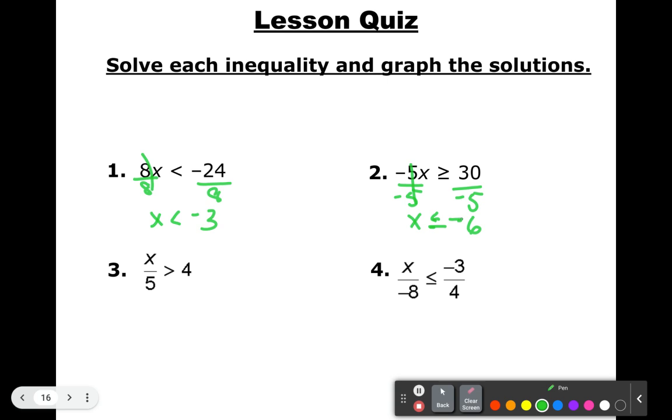Next, x divided by 5 is greater than 4. So 5 is being divided, so we have to multiply by 5 on both sides. These two cancel. x is greater than 4 times 5, which is 20.